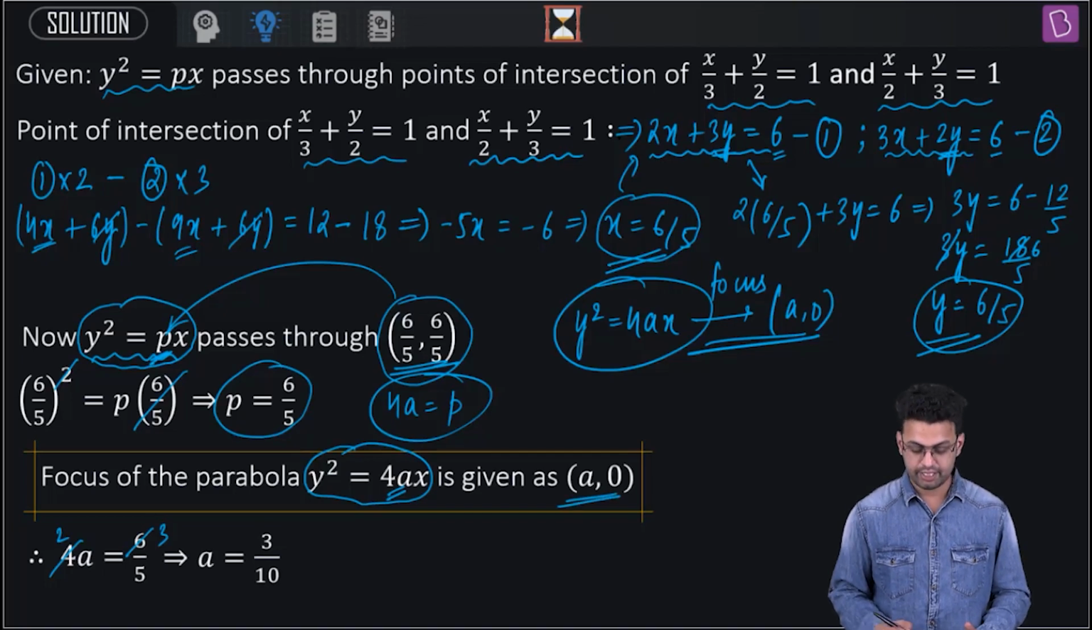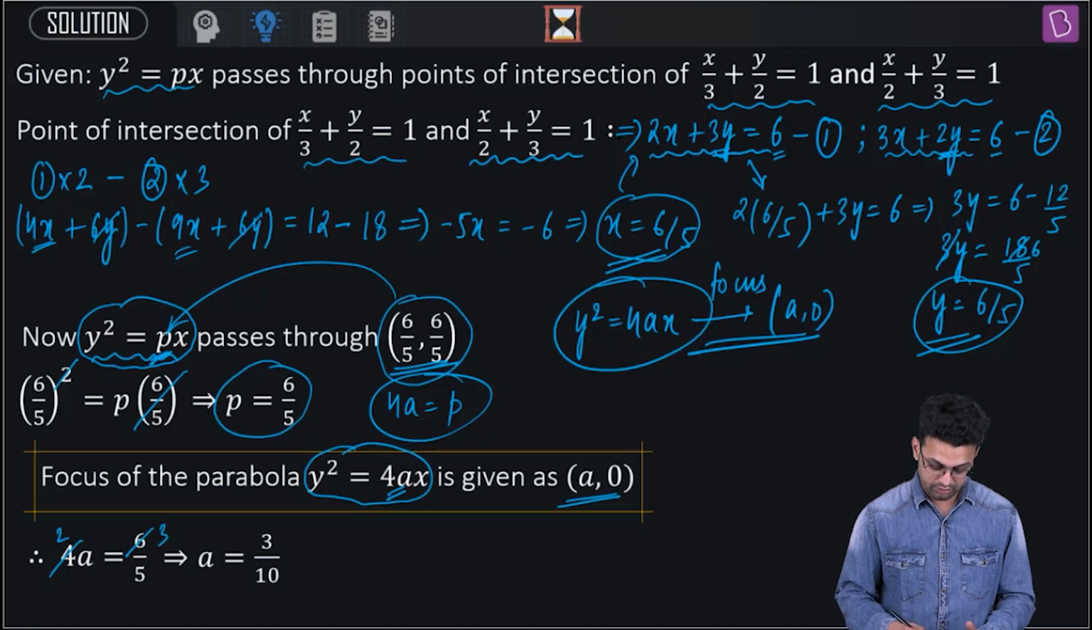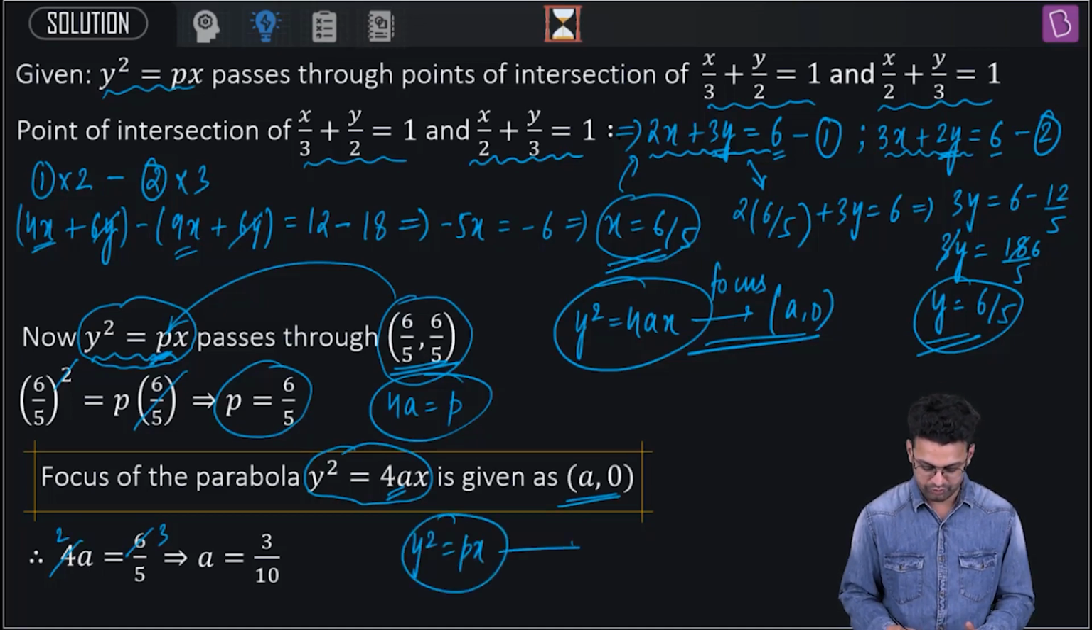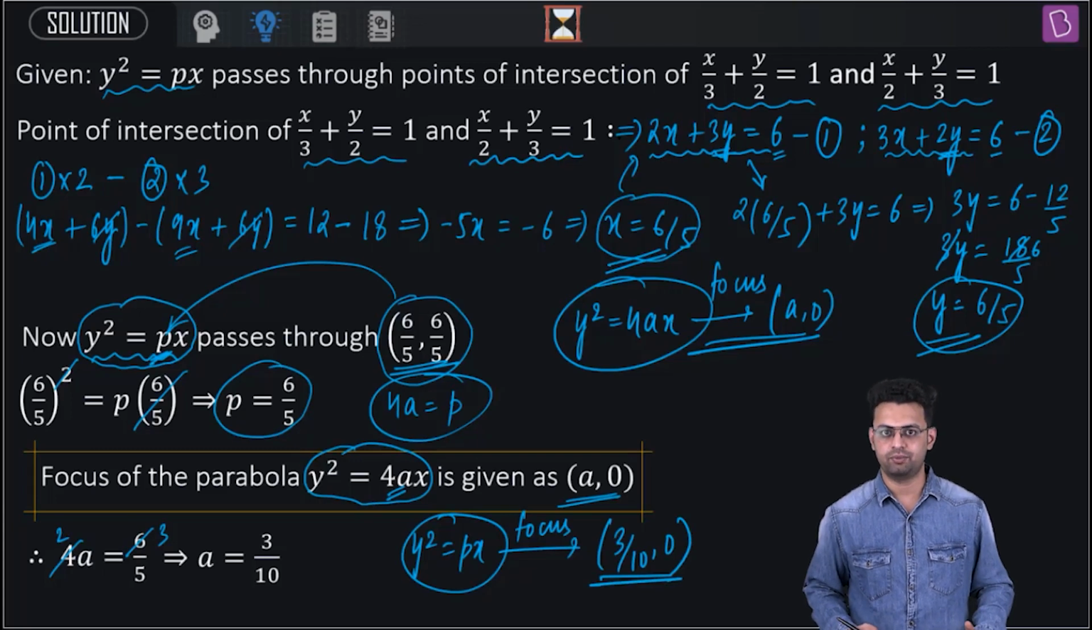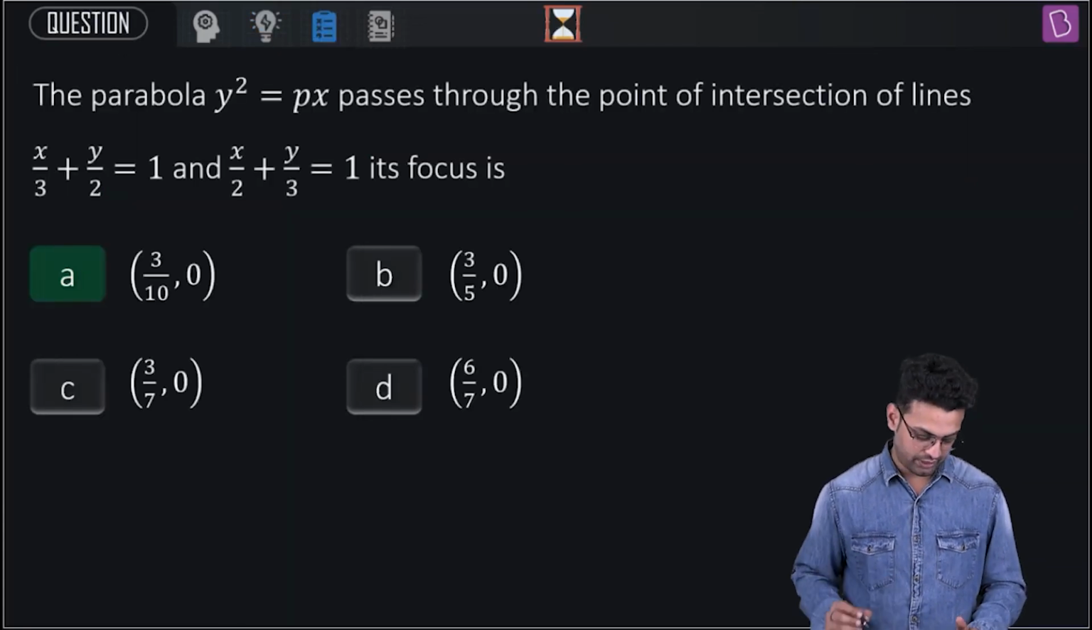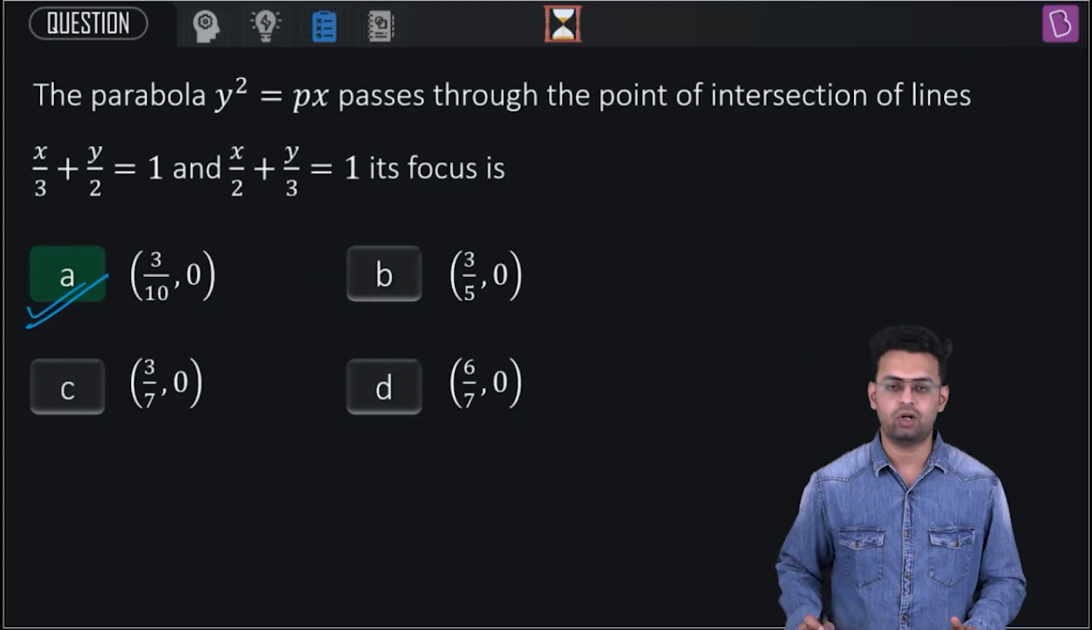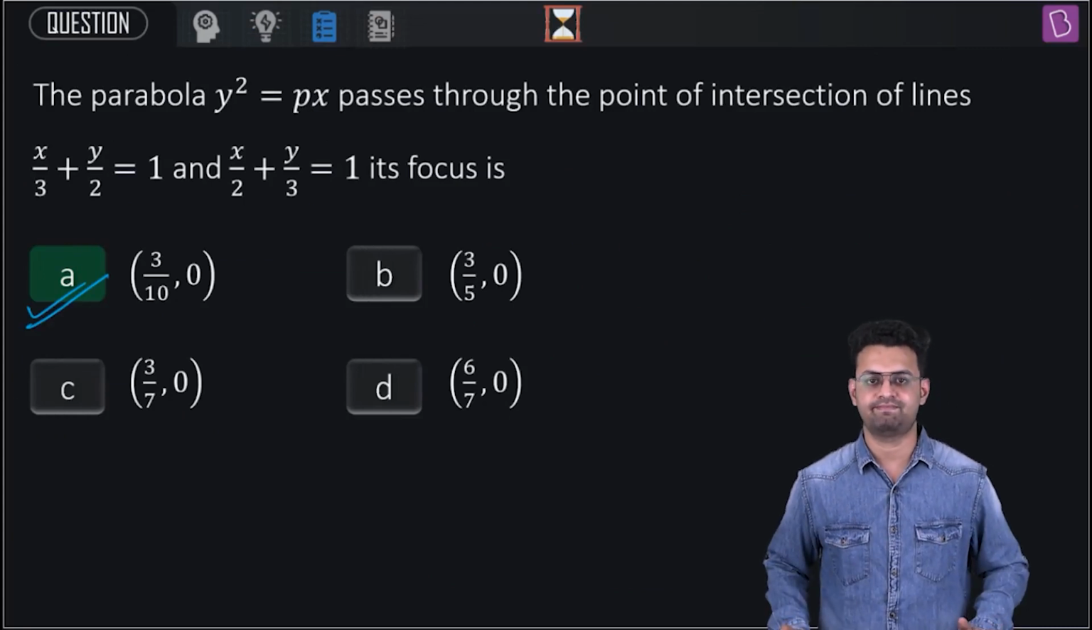The focus is at a comma 0. That means the focus of this parabola, y square is equal to px, where does its focus lie? Focus. What is the spelling of focus? F-O-C-U-S. Correct. Okay. So the focus is going to lie at a comma 0. a is 3 by 10. So the focus will be at 3 by 10 comma 0. Okay. Now let us go and have a look at the options part. Option A is absolutely correct.